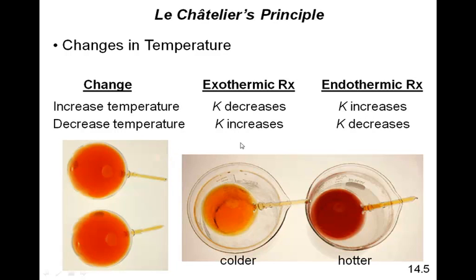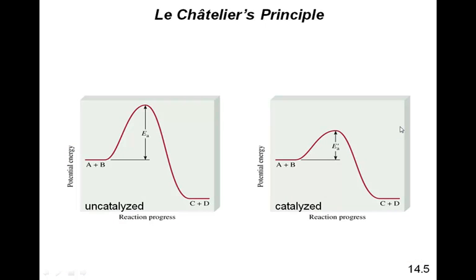Decreasing temperature, K increases and K decreases, because again, decreasing the temperature removes heat, and for exothermic reactions, that's good. You're taking heat away from it. It's removing heat from a situation in which it's producing heat, and so it's going to cause it to increase the value of K, therefore making more product, and decreasing K, making less product, more reactant.